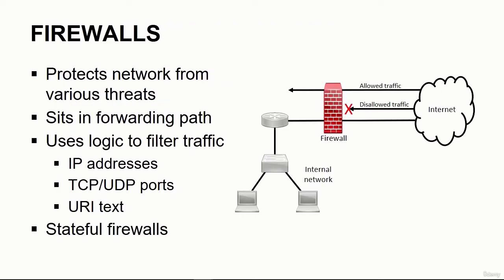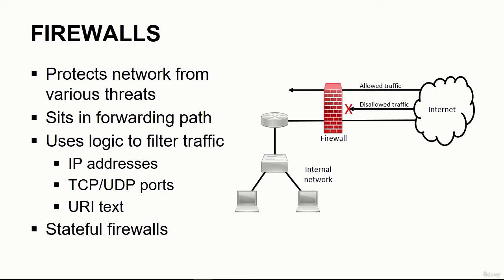Our first component is the firewall. Firewalls are used to protect the network from threats and attacks by only allowing specific defined traffic through, and then filtering out all other traffic. A firewall can be a standalone device like a firewall server, or it can be a feature or service that's running on another device such as a router.